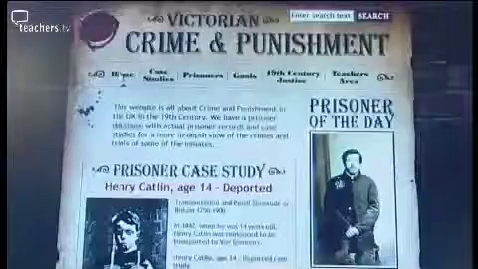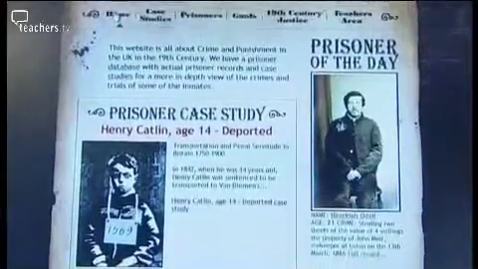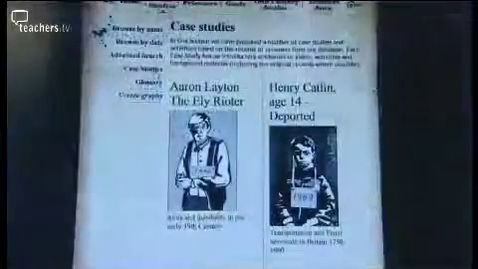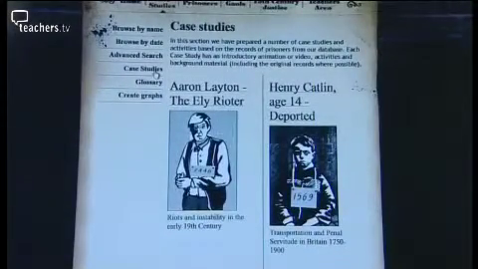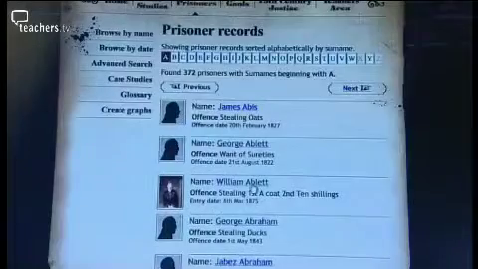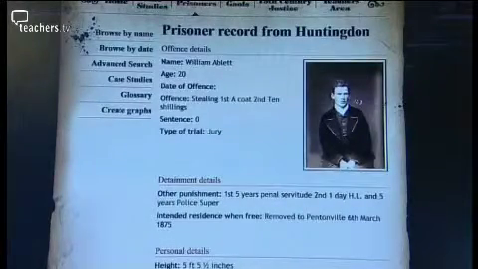There's several prisoner case studies, like on the front page here we have Henry Catlin, who was deported for stealing 3 and 6pence. And that immediately grabs kids' attention. And there's thousands and thousands of these prisoners, their details, and the supporting material on the jails, on the justice system and so on. But it's really these prisoner records that are the meat of the resource.